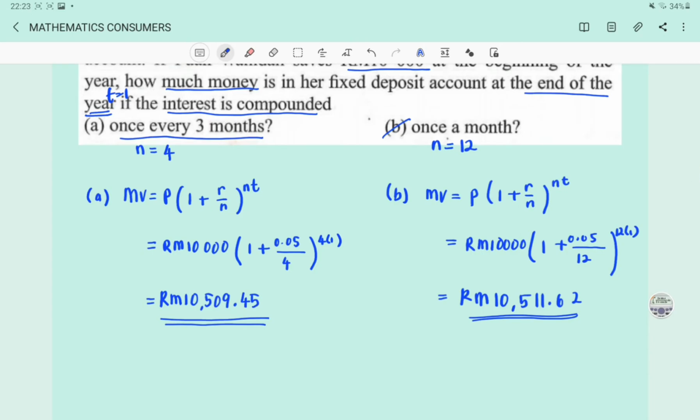So now you can make a comparison between if it is compounded every 3 months, and if it is compounded every month. The value of the interest will also be different. If it is compounded many times, the interest will also be higher compared to if it is compounded every 3 months.